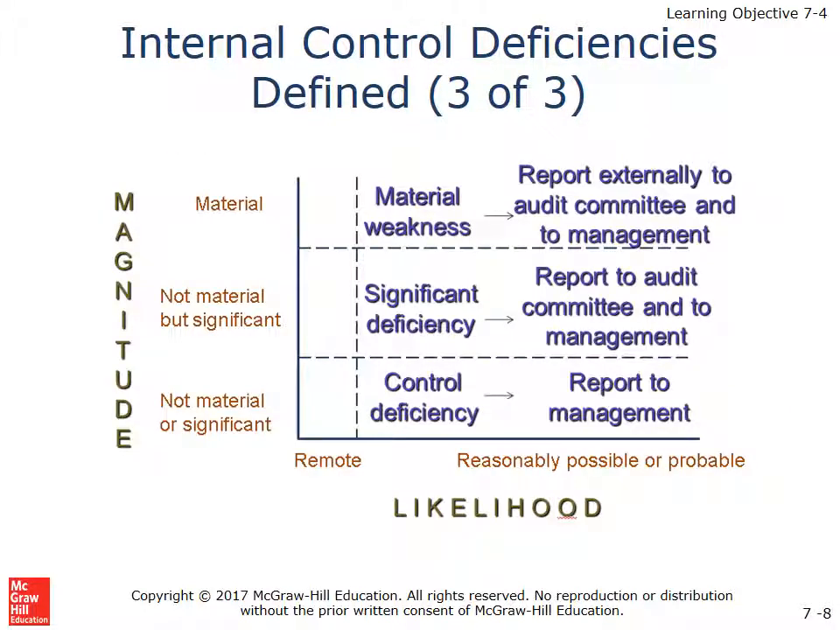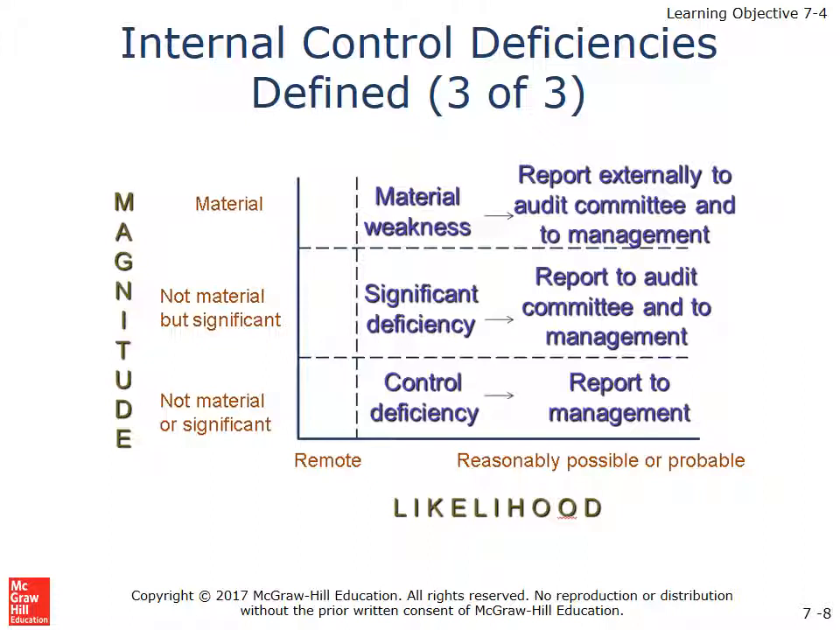In determining if you have a control deficiency, a significant deficiency, or a material weakness, the likelihood that the control deficiency will cause a problem, from remote to reasonably possible or probable, is one level. And then, is it material? Will it cause a large problem? Not material, but it is significant. It's something we need to say. So the magnitude of the deficiency is material, significant, or not.